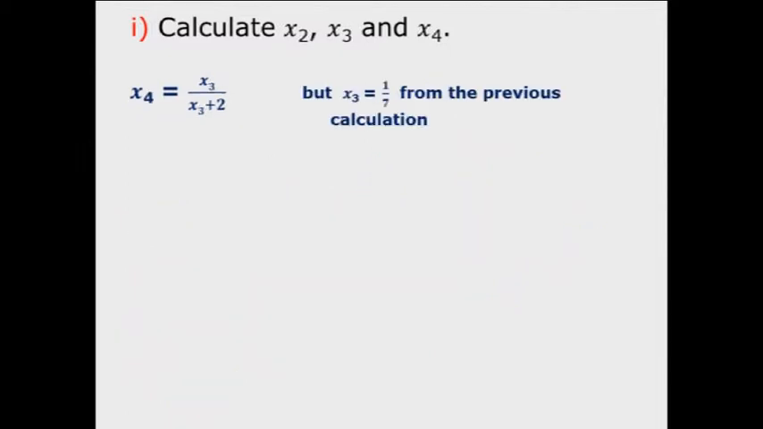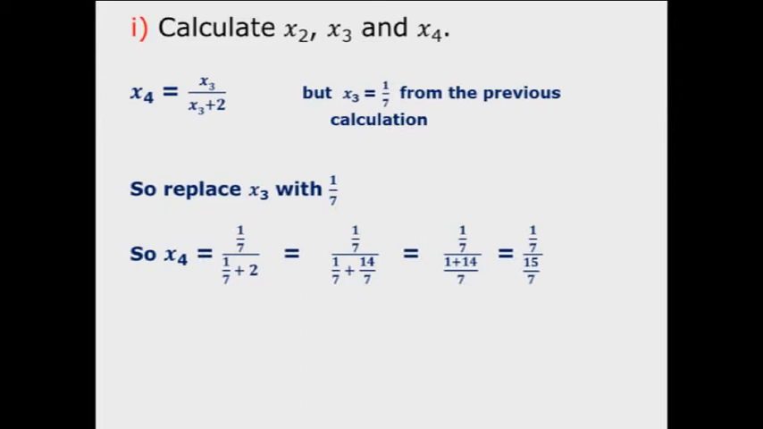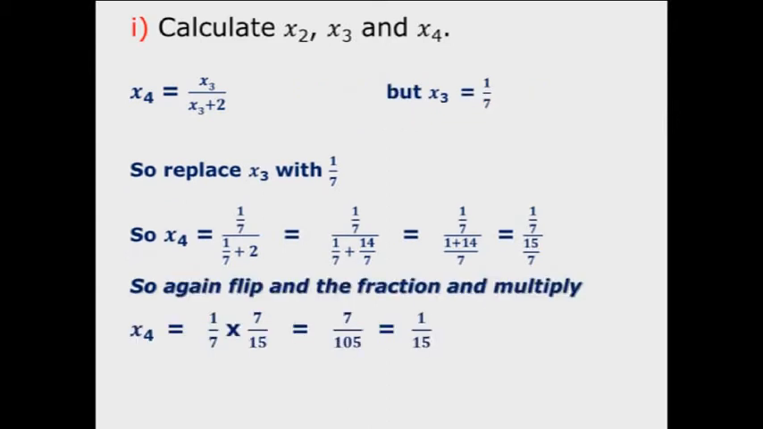Same again now for x4, but this time we just use 1 over 7 and replace x3 with 1 over 7. So x4 is equal to 1 over 7 all over 1 over 7 plus 2. We use the same idea here, common denominator, 1 over 7 plus 14 over 7, and this makes them easy to add, giving us 15 over 7. So 1 over 7 all over 15 over 7, and we flip and multiply again. 1 times 7 is 7, and 7 times 15 is 105, giving us 1 over 15.